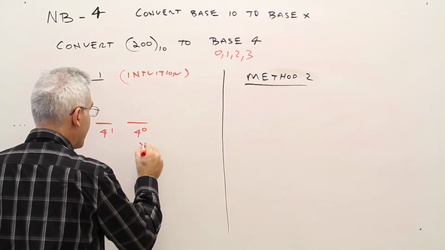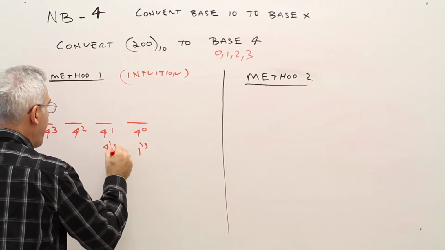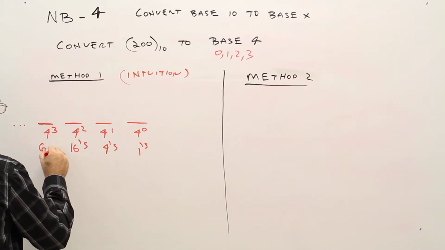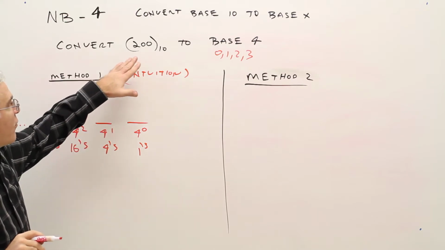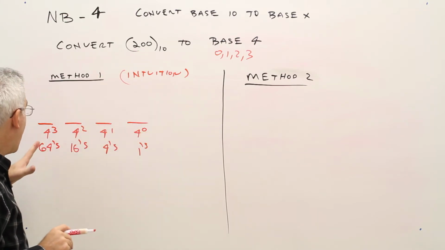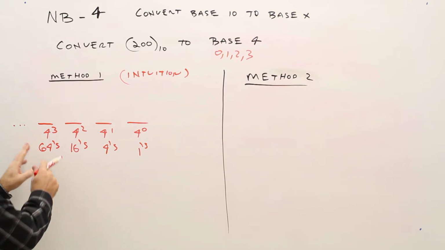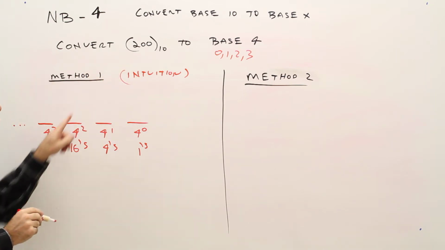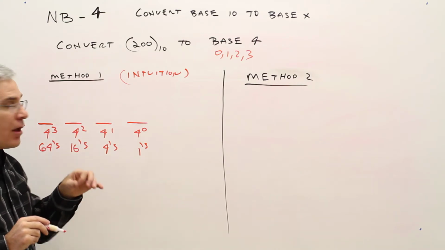These are the ones. The rightmost digit will always be the ones. These will be the 4s, the 16s, and the 64s. And all I've got to do is try to divide 200 into these different bundles, starting with the highest bundle first. I know I don't have to go to the 4 to the 4th because that's going to exceed 200, so I'm going to start with 64s. How many 64s go into 200? 3.